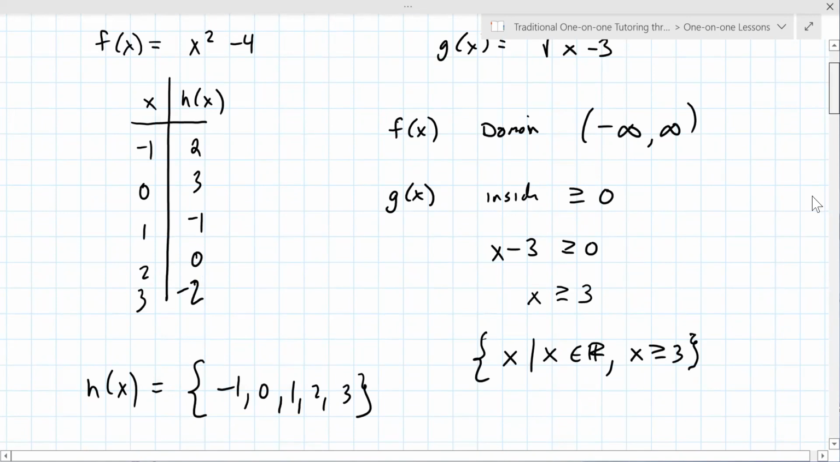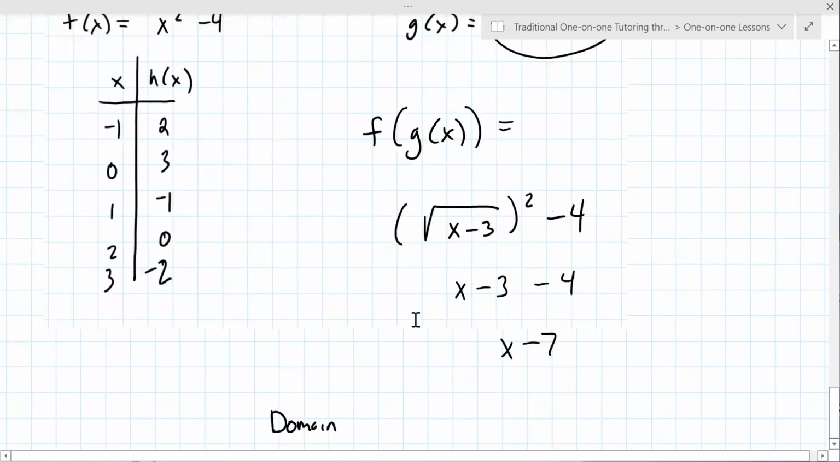So you can't look at the end result. You have to look at what you started with. And whichever one is more restrictive, that's the one you're going to use. So your domain is the G of X domain, the square root one, X such that X is an element of the real numbers, comma, X greater than 3. It's a little nuance.